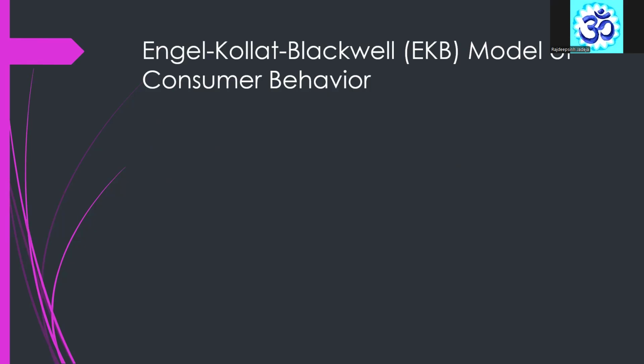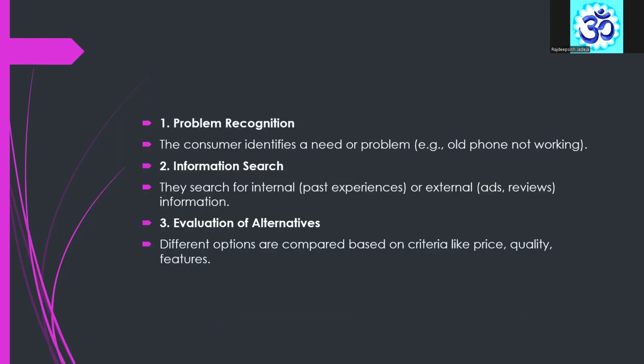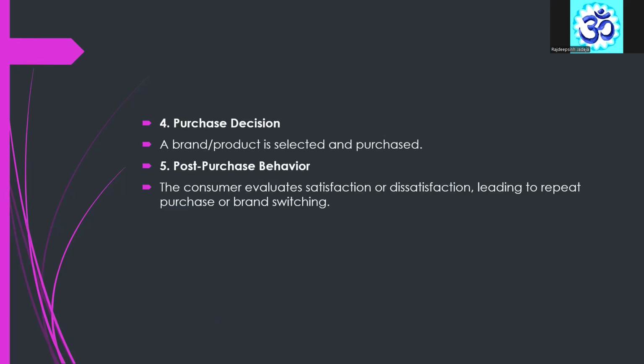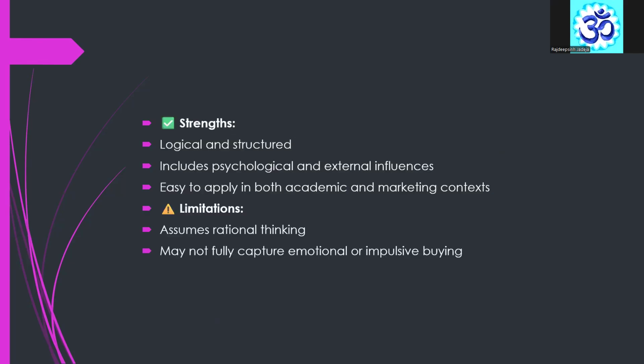So the Engel, Kollat, Blackwell model of consumer behavior, the EKB model of consumer behavior: problem recognition, information search, evaluation of alternatives, purchase decision, post-purchase behavior. Supporting factors in the model are personality, lifestyle, and motives. Environmental influence includes culture, social class, and family, and memory includes past experiences that impact current decisions. Strength: logical and structured, includes psychological and external influences, easy to apply in both academic and marketing settings. Limitations: it assumes rational thinking and may not fully capture emotional, impulsive buying.